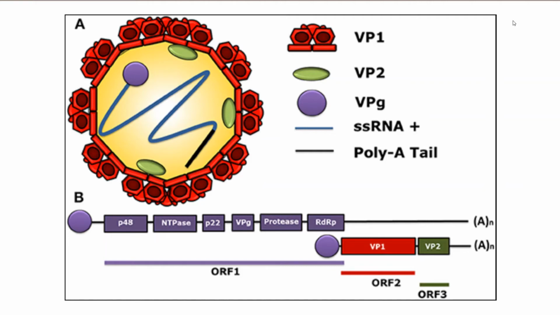The VPg is a viral protein genome-linked, which is a non-structural protein that is connected with a positive sense single-stranded RNA, which is the ssRNA+. The poly-A tail, which is the polyadenine tail, is located at the 3' end of the positive sense RNA of the genome.